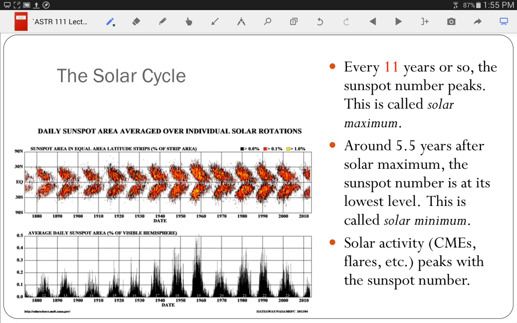Now, if you look, yeah, there's lots of things you could see, right? Like, it does look a lot like a motorcycle tread, for instance. You look at these and you see they're not uniform. They're not always the same, but you definitely have a repeating cycle. This cycle repeats about every 11 years.